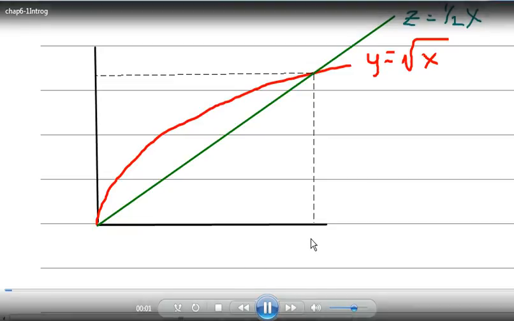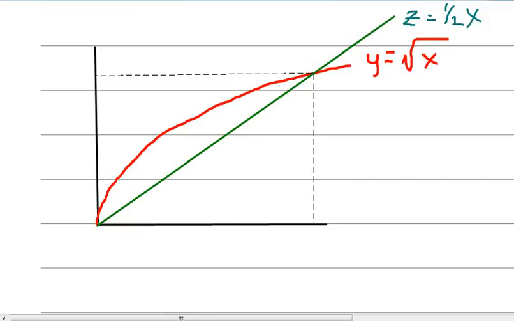Still not tricky enough for you? Okay. Well, let's do a rotation this time where we're going to use two functions. We're going to use the square root of x, and we're going to use the line z is equal to 1/2 of x. So we've got two functions here.